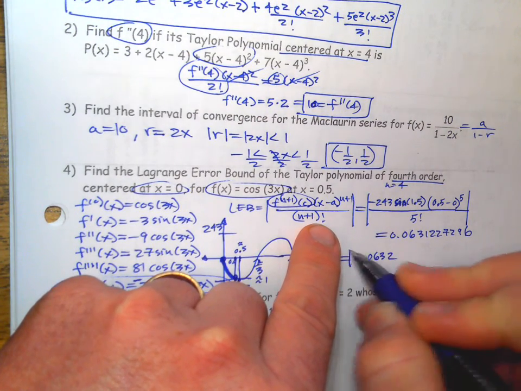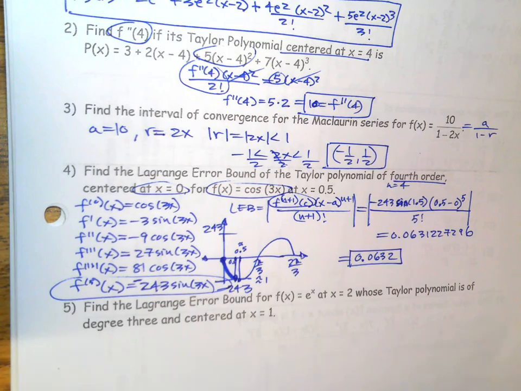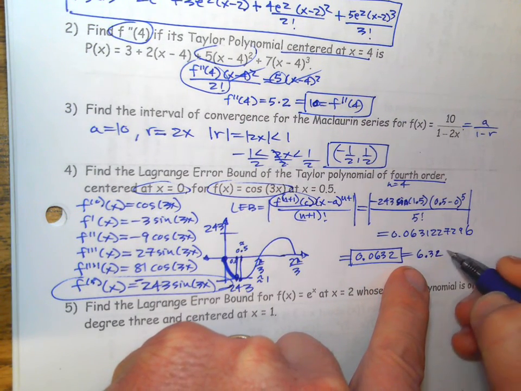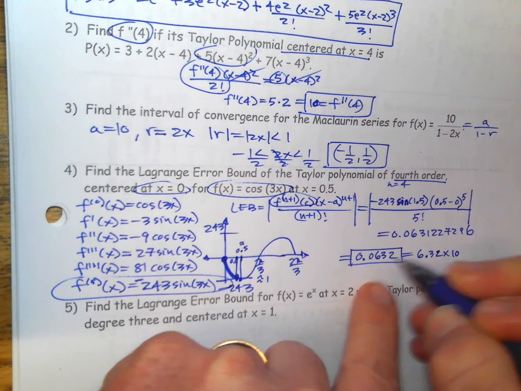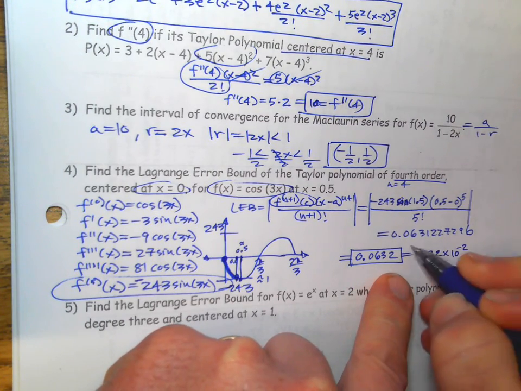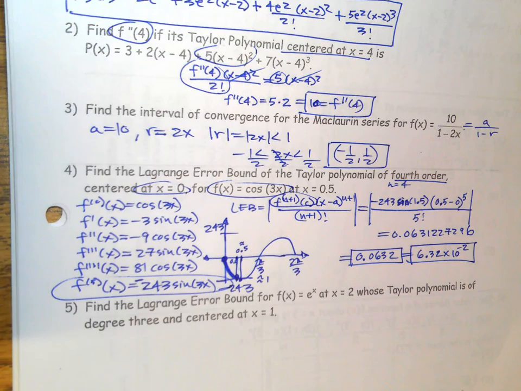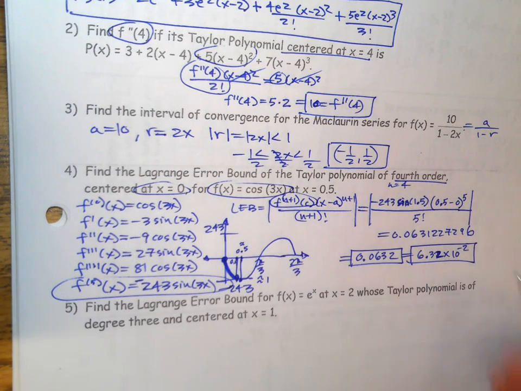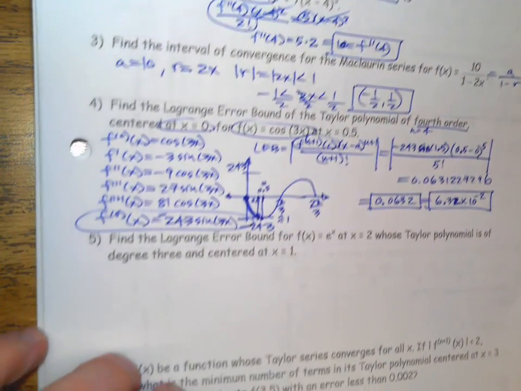0.0632 rounded. You could write it in scientific notation if you want, 6.32 times 10 to the negative 2 would move it over. Okay? But that's what it's got to be. And you got to round up. Got to round up. Okay? Can't do 0.0631. So that's the Lagrange error bound.